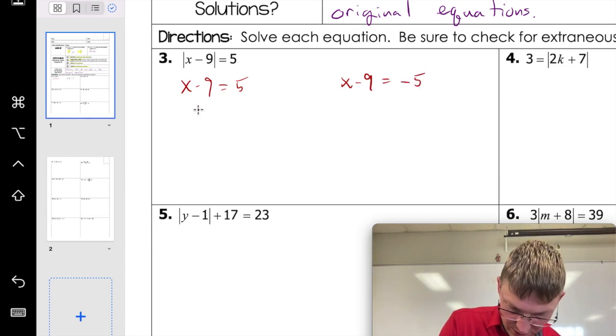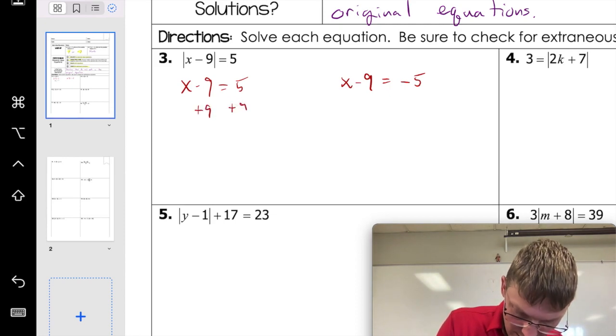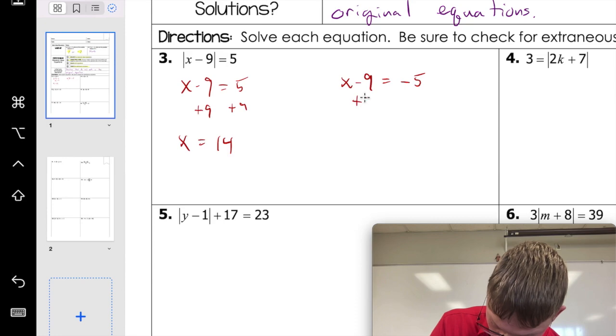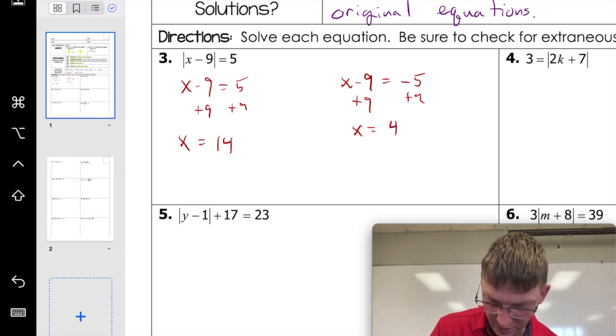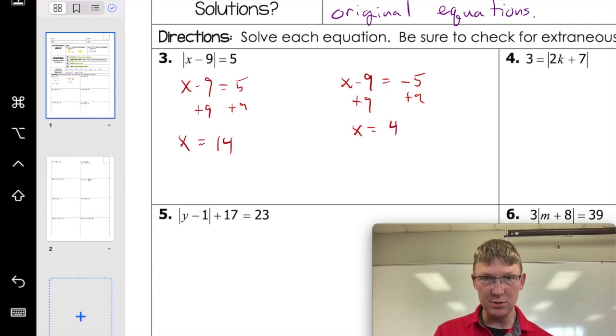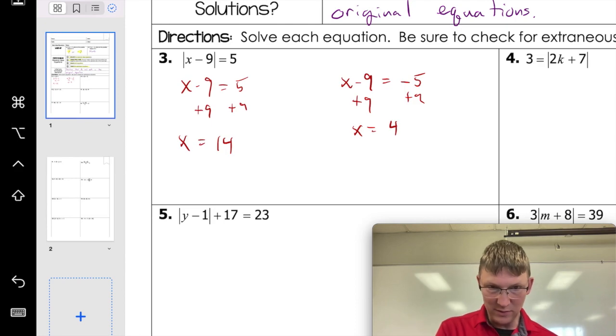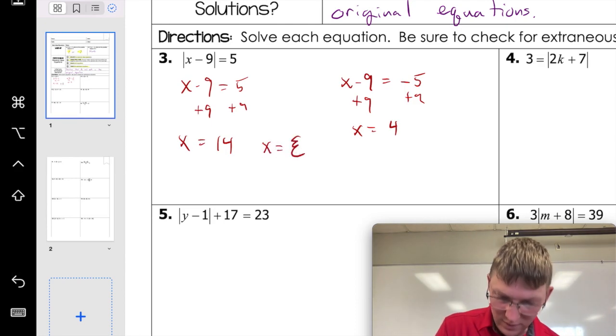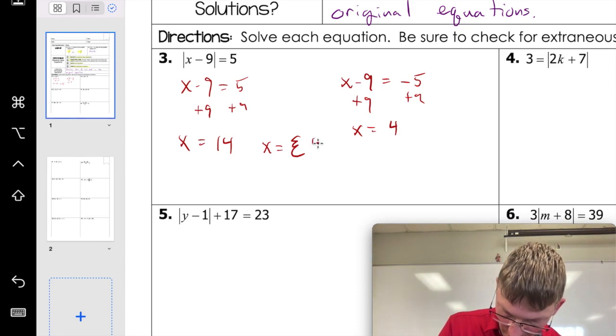We'll solve normally, like we have been doing. Add 9 to both sides, so x equals 14. Add 9 to both sides, x equals 4. And so our solution is x equals, a fancy way of saying the set of 4 and 14.